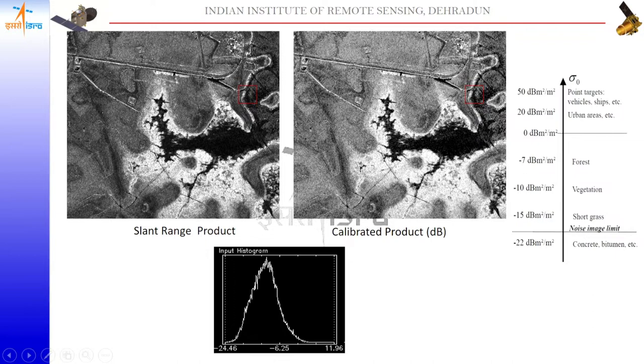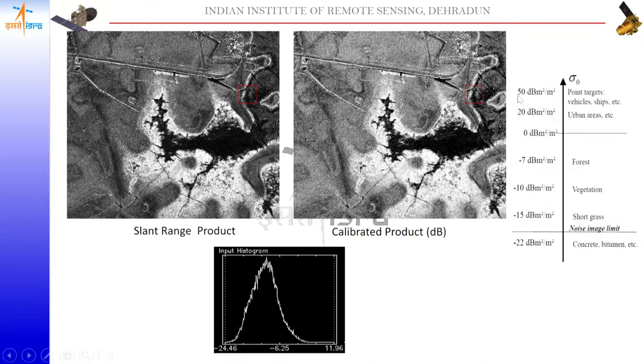Here you can see normally the range of the DN product is positive numbers, but in dB we can have negative numbers also. Our SAR values can go negative, because in the forest we have minus 10 dB vegetation, minus 15 dB. So once we are doing the calibration, our values can go to the negative scale also by converting.